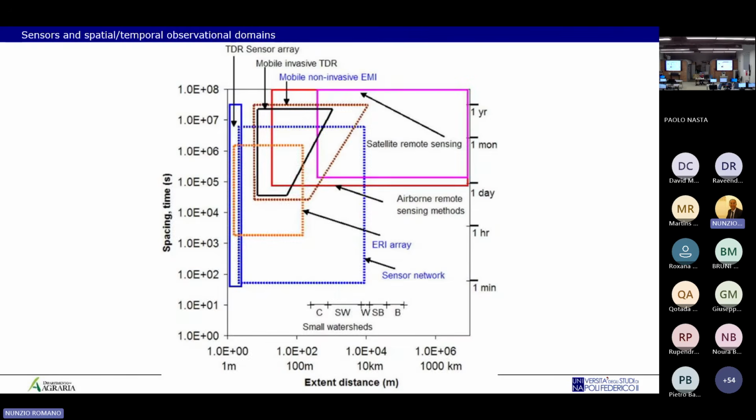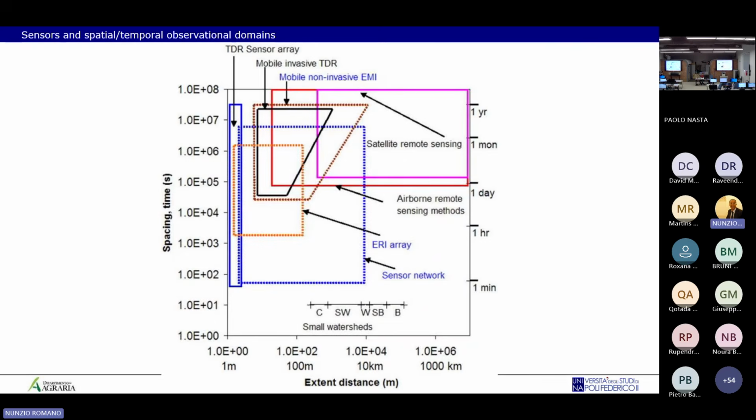Now it's important also to understand we are approaching the end of my talk. I would like to stress that it is really important, when measuring soil moisture, to understand how important is the integration of different equipment. You can see here this interesting picture.